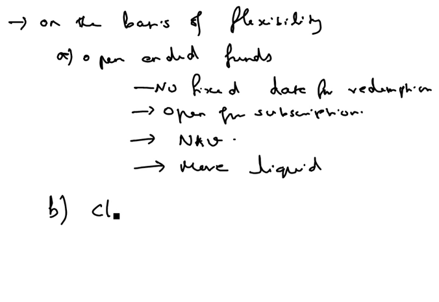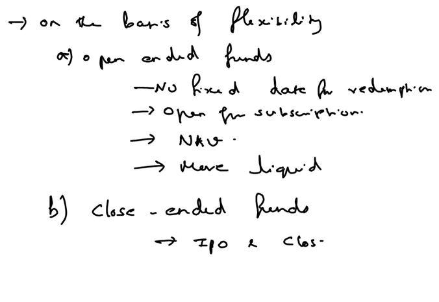Next we have something called close-ended funds. Usually in close-ended funds, the funds are open for entry only during the IPO, and then they are closed for entry as well as exit. The funds have a fixed date for redemption. It's a very important thing. So you cannot sell at any time you want, or buy at any time you want. One of the characteristics of close-ended schemes is that they are generally traded at a discount to NAV.